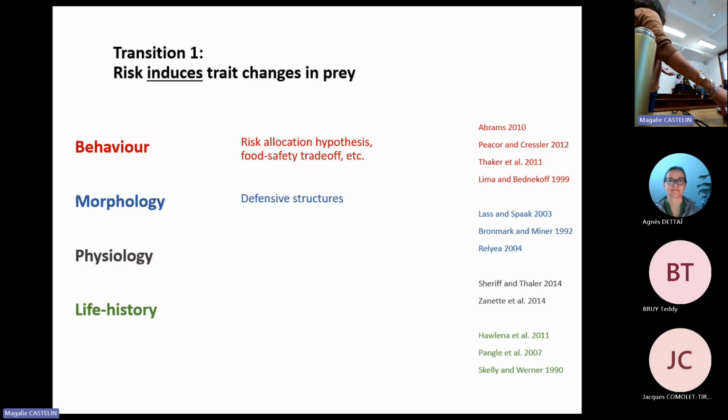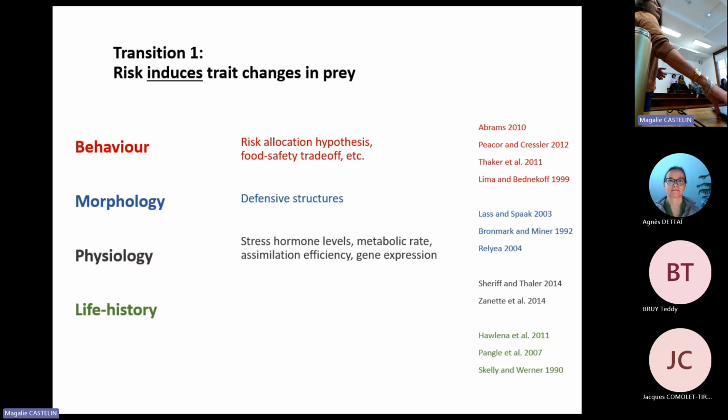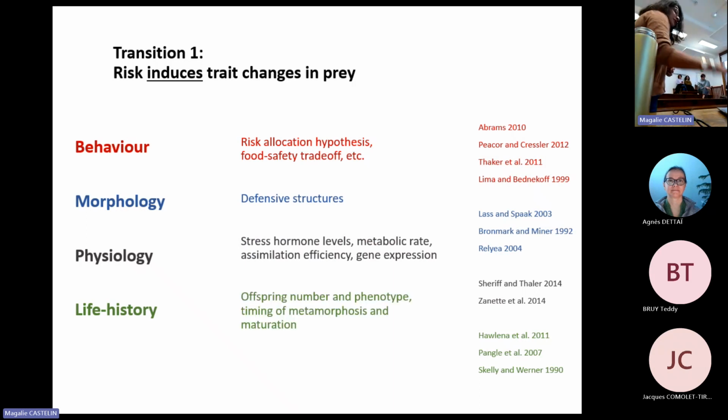You've got defensive structures that Daphnia are really famous for, right? They produce those big spines when a predator is in the water body with them. You've got physiological changes like stress hormones and metabolic rate, and you've got life history changes. And we've got lots and lots of evidence of transition one, not just from my own work.